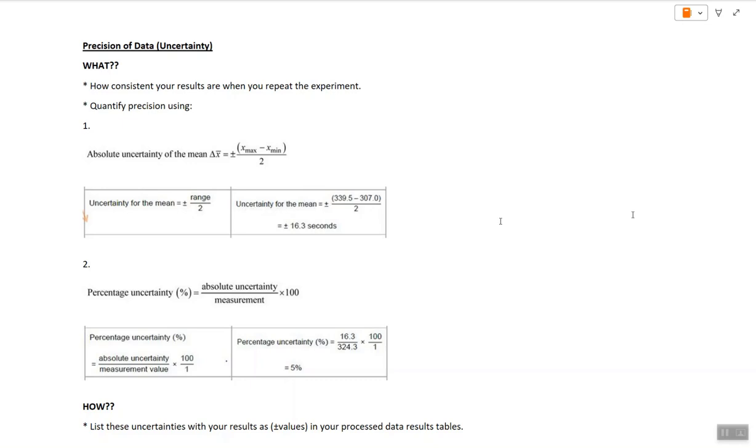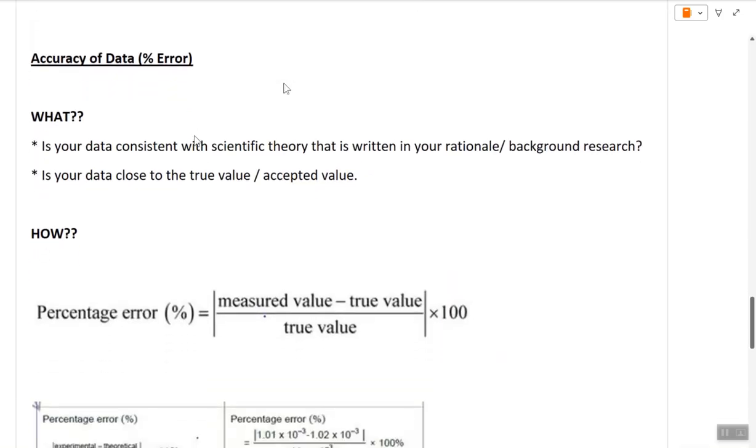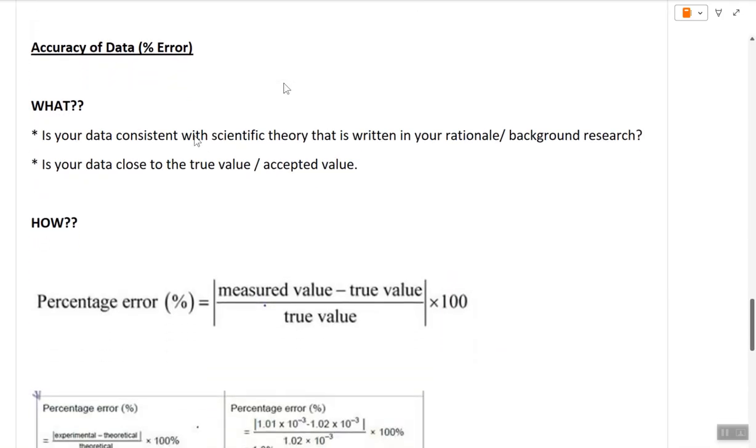If you have a high uncertainty, what does that tell you? It's not precise. Okay? The other one is accuracy. So you calculate error. If you have a high error, that means your experiment was not accurate.